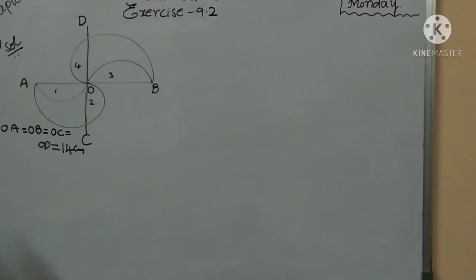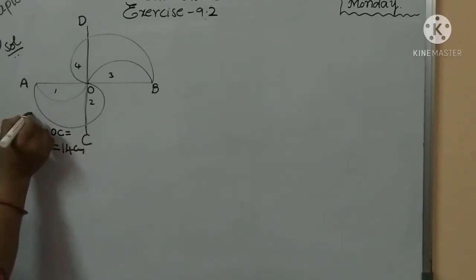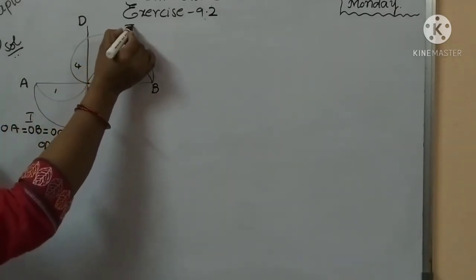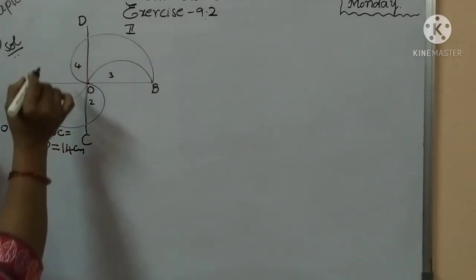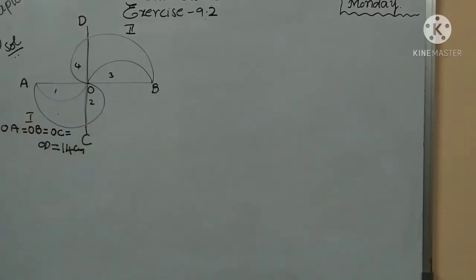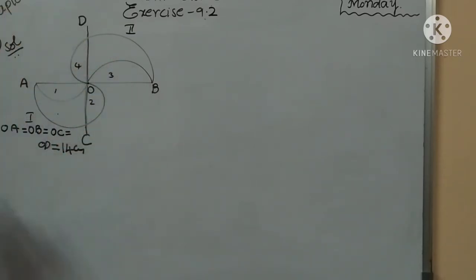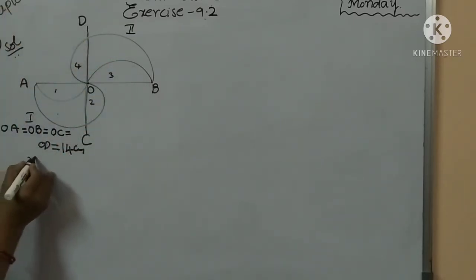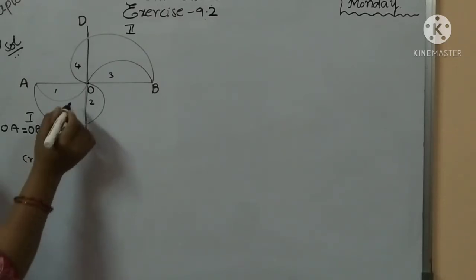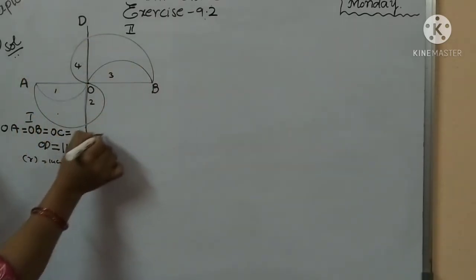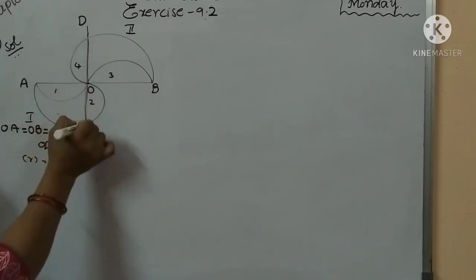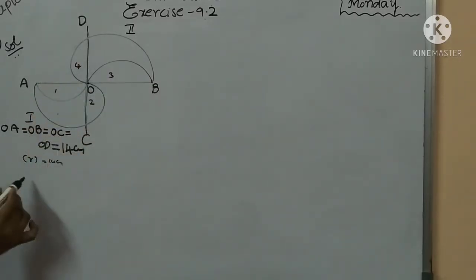Okay, 4 semicircles and 2 quarters. Quarters means 1 by 4th part. So these 2 quarters and these 4 semicircles. And OA equal to OB equal to OC equal to OD equal to 14 centimeters. So it is a radius, R equal to 14 centimeters. O is the center point. It is a circle and OA, OB, OC, OD is a radius. So here R equal to 14 centimeters.